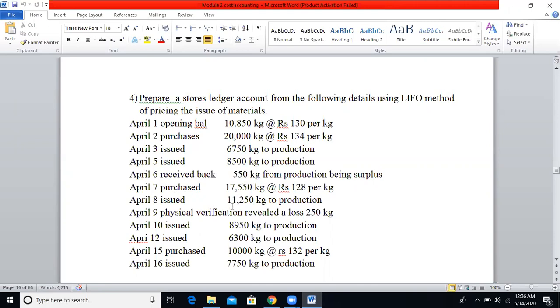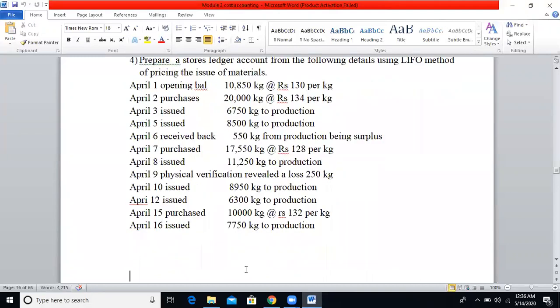April 8th, issued 11,250 kg to the production. April 9th, physical verification revealed a loss of 250 kg. So losses and shortages will be considered as an issue. So you have to issue 250 kg of loss. April 10th, issued 8,950 kg to the production department. April 12th, issued 6,300 kg to the production. April 15th, purchased 10,000 kg at rupees 132 per kg. April 16th, issued 7,750 kg to the production.